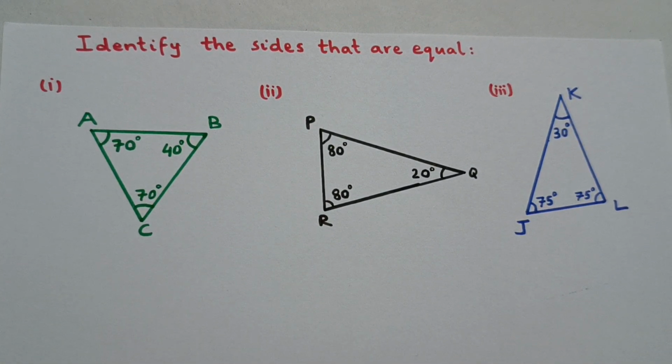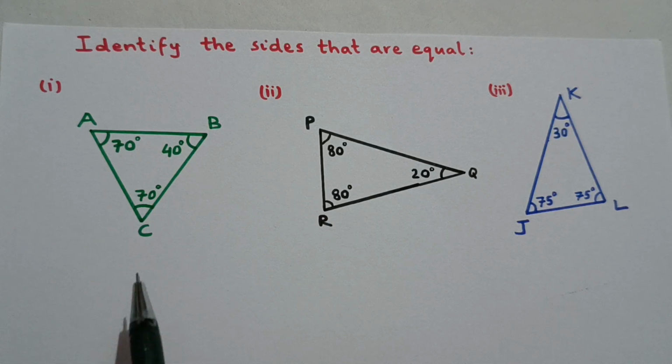So this is the first question set. Now in this question set, I will tell you how to find out which two sides of an isosceles triangle are equal. So let us do this question set. So let us look at question number 1.